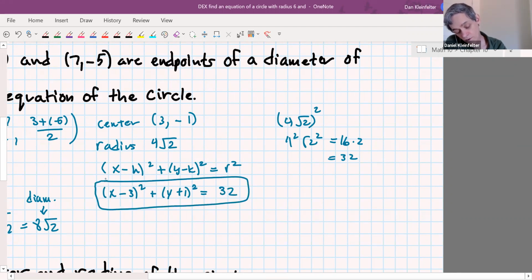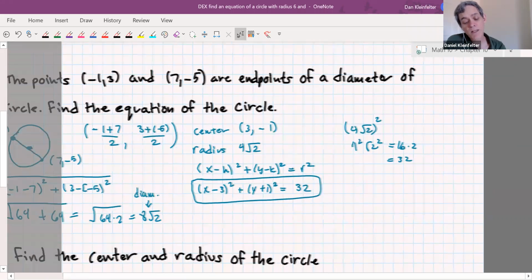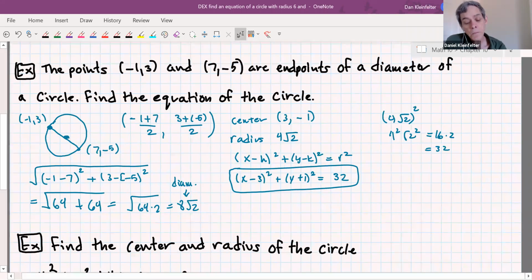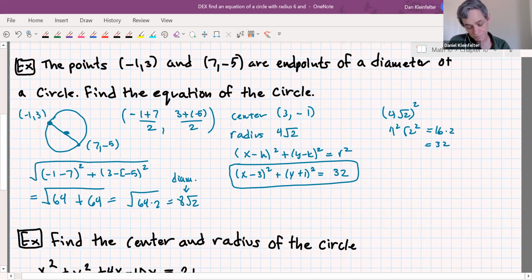Okay, so for this example, we were given the endpoints of the diameter of a circle. We found the midpoint of those by averaging the x and y coordinates. That told us the center for the circle. And then we used the distance formula to find the length of the diameter, and then we divided that by 2 to get the radius, and then we dropped all that into the equation of a circle.